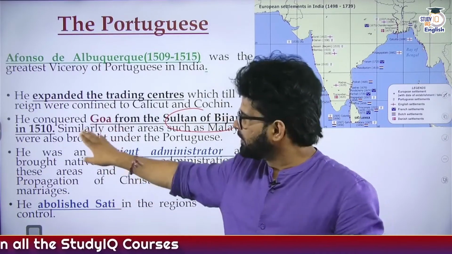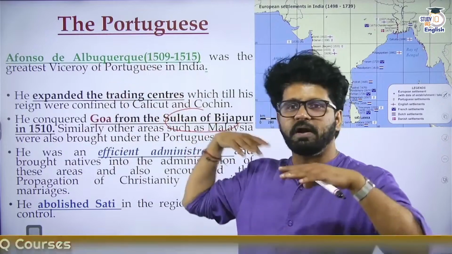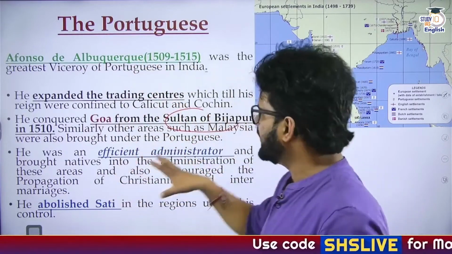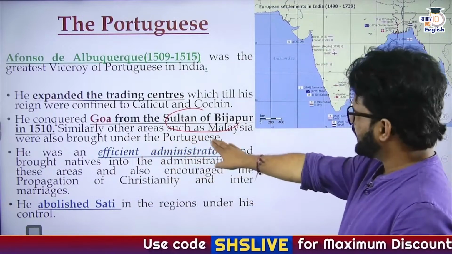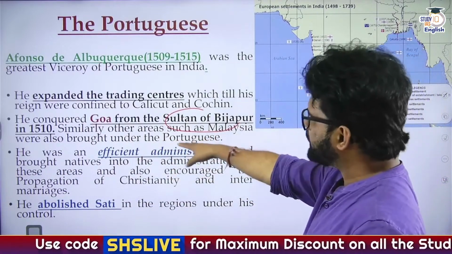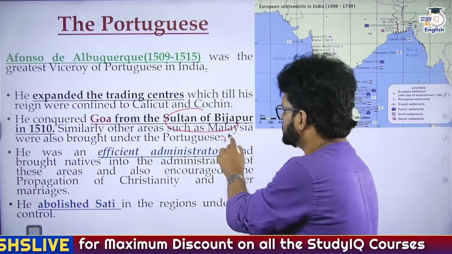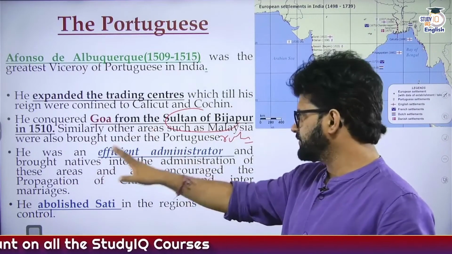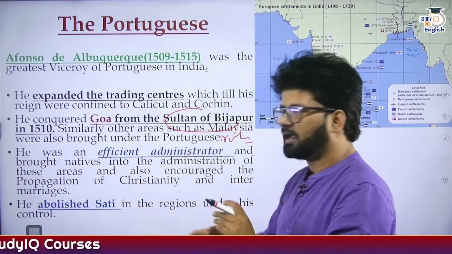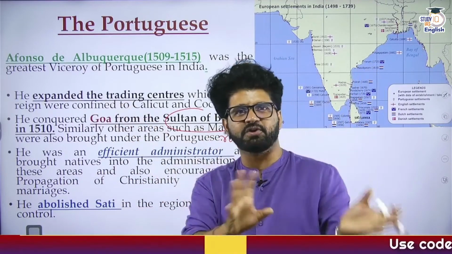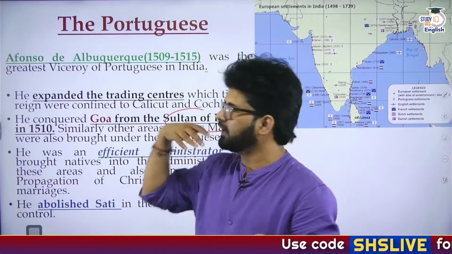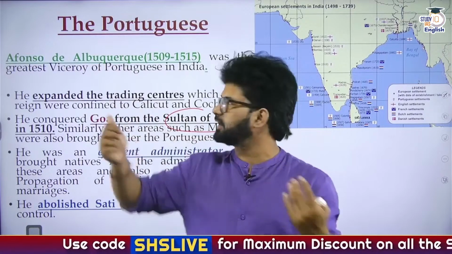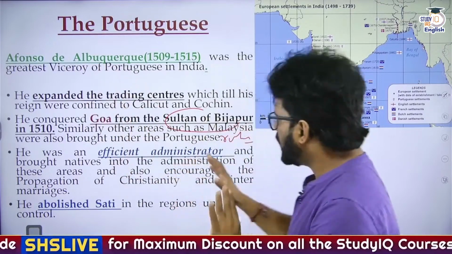Krishna Dev Roy. And that's why maybe Krishna Dev Roy, even Akbar later on, did not like these Portuguese, because they were very good at conquering or capturing territories. Similarly, other areas such as Malaysia, the Malacca region, were also brought under Portuguese rule. He was an efficient administrator. He abolished Sati, and maybe the implementation of the UCC, Uniform Civil Code, which we are seeing in these Portuguese-governed regions, can be traced back to a certain extent to Albuquerque as well. So all these things are happening.